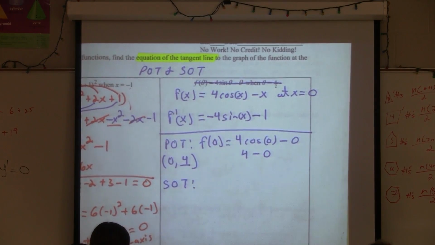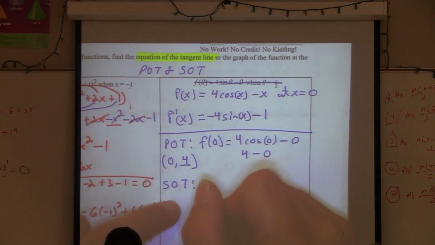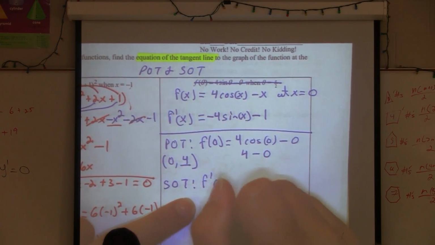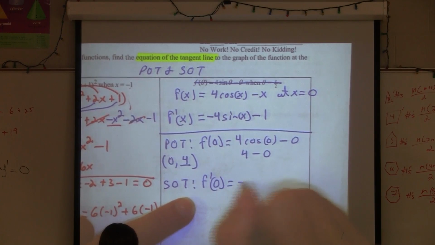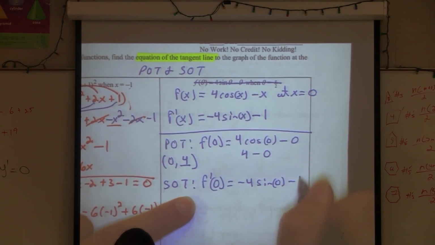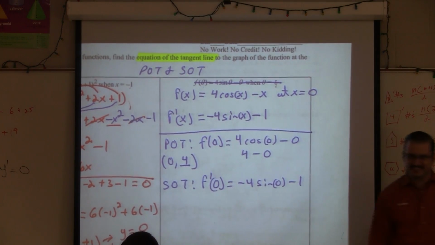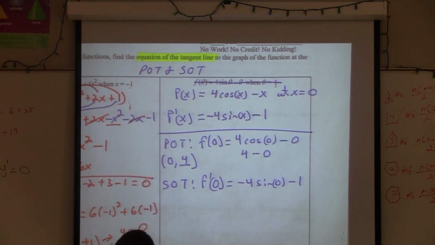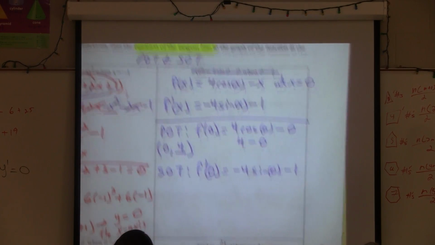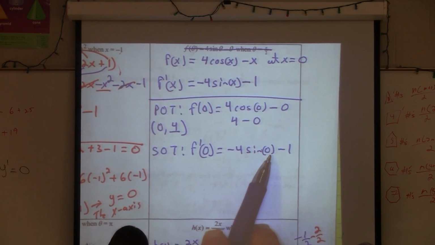Second thing, slope of tangent. How do I get that? Plug in the x value into the derivative now, right? So we got negative 4 times sine of 0. What's sine at 0? 0. Okay, sine is the y value, right?